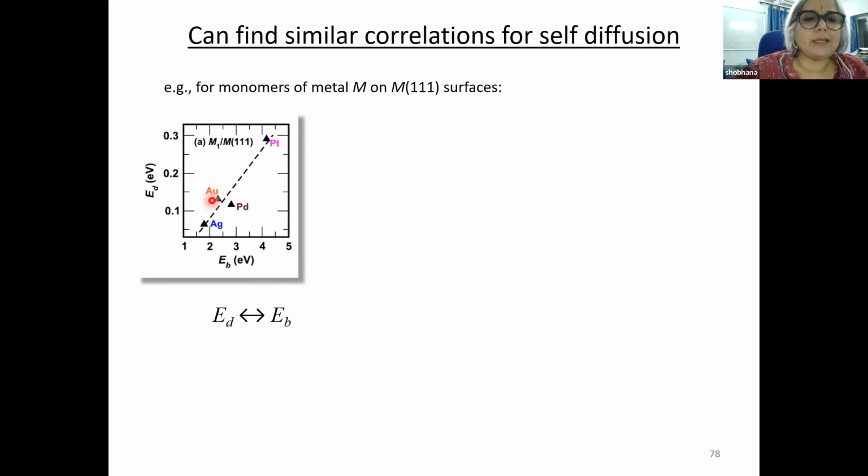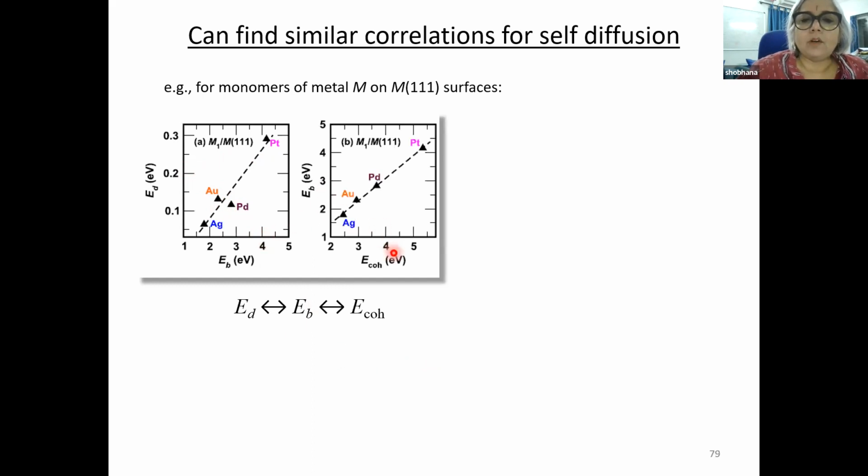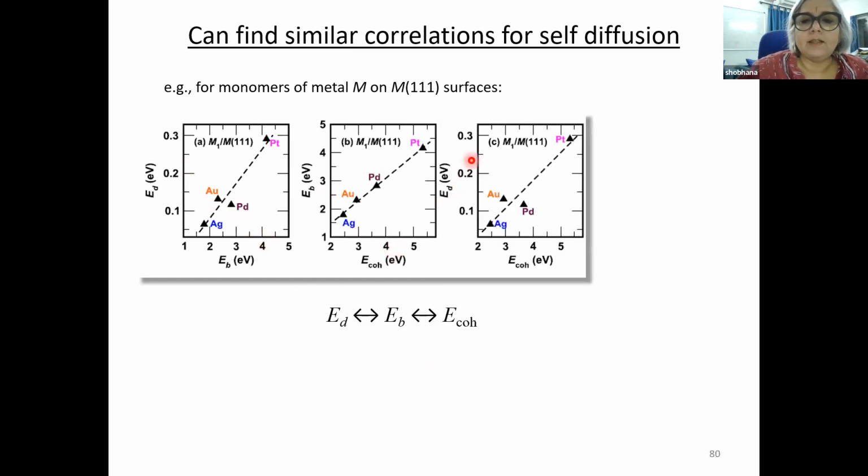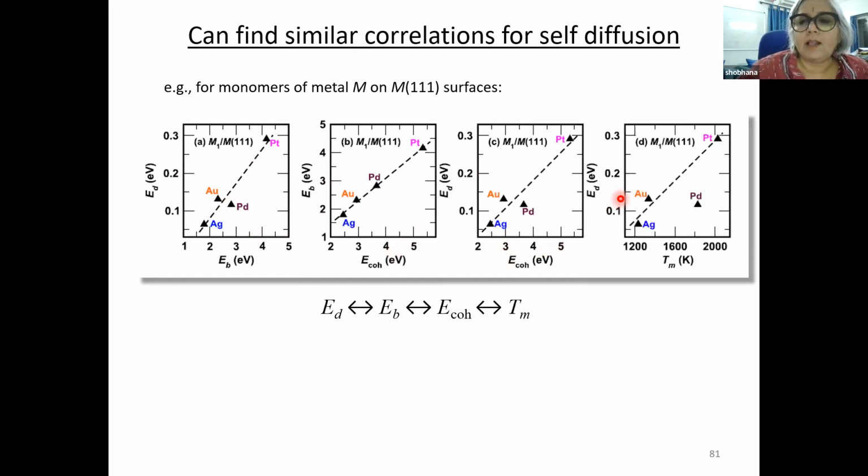So we looked at the metals on the 111 surface. So this is just monomer diffusion. So you find the diffusion barrier correlates with the binding energy, correlates with the cohesive energy. So the diffusion barrier correlates with the cohesive energy. And then you have more or less the scaling relation that the diffusion barrier correlates with the melting temperature, though palladium falls off.